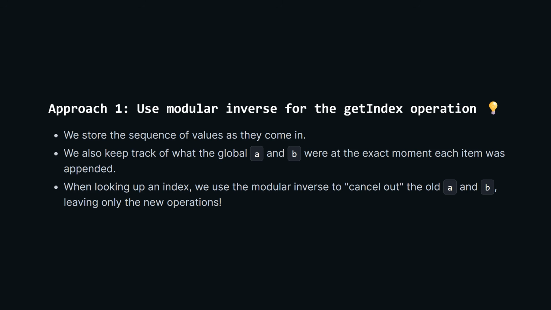Okay, so for our first approach, we let the list keep the original numbers. But alongside the list, we also save a snapshot of what our global A and B variables were at the exact moment that number was added. Later, when we want to read that number, we take the current global A and B and use our inverse division trick to cancel out the snapshot A and B. This gives us exactly the math that happened in between.